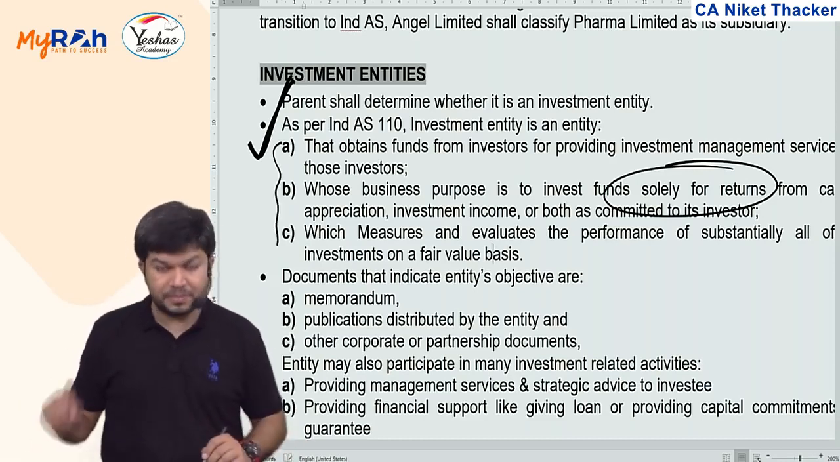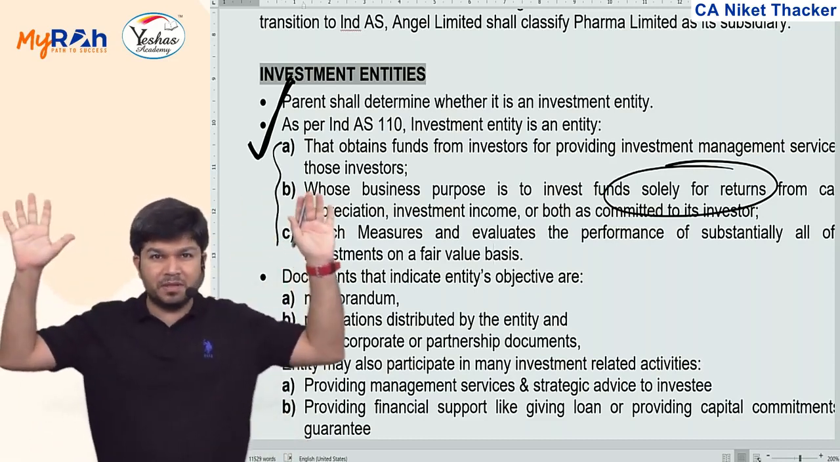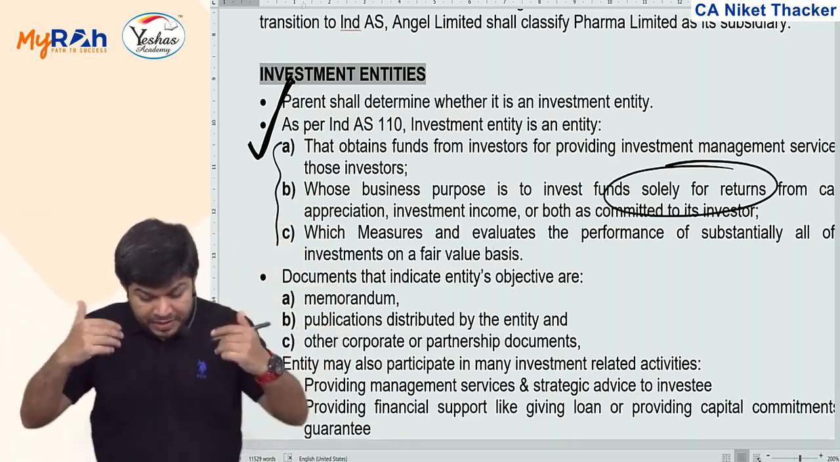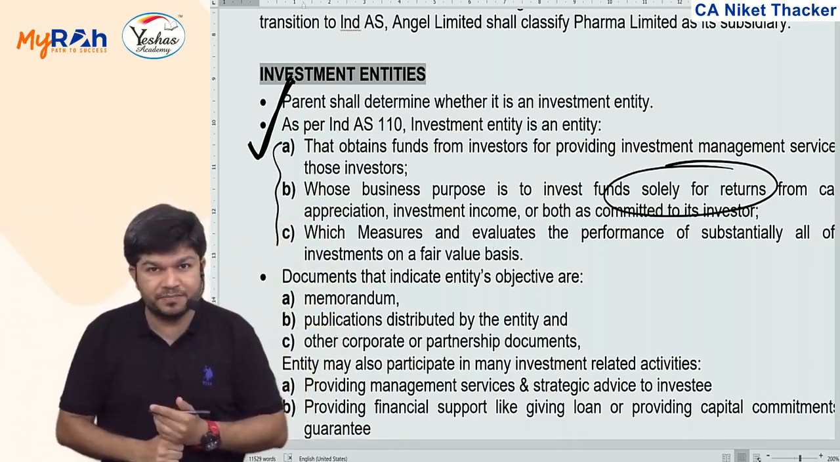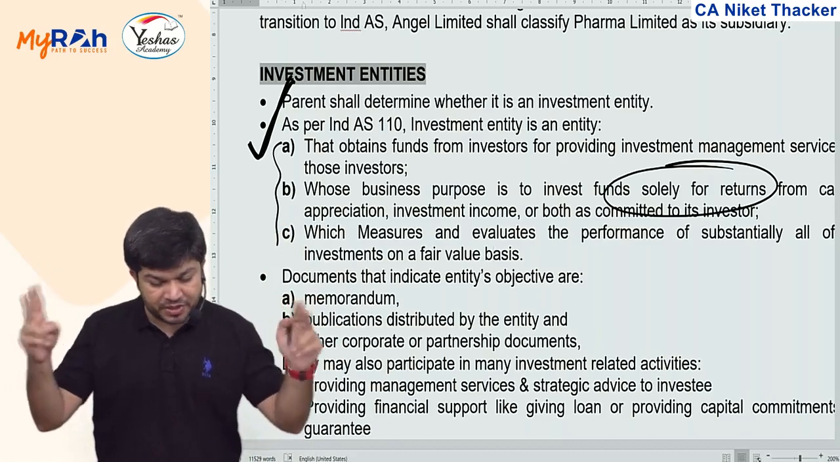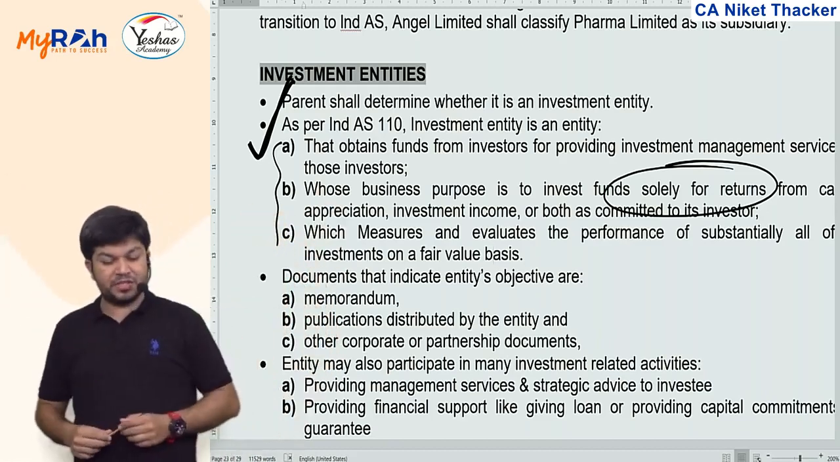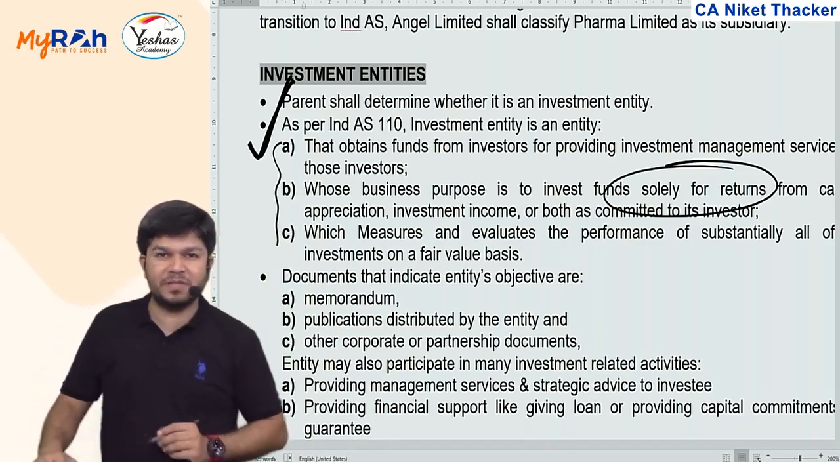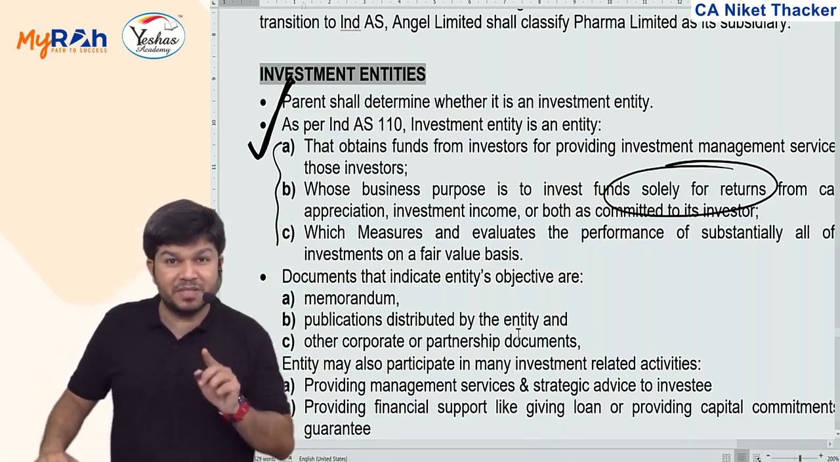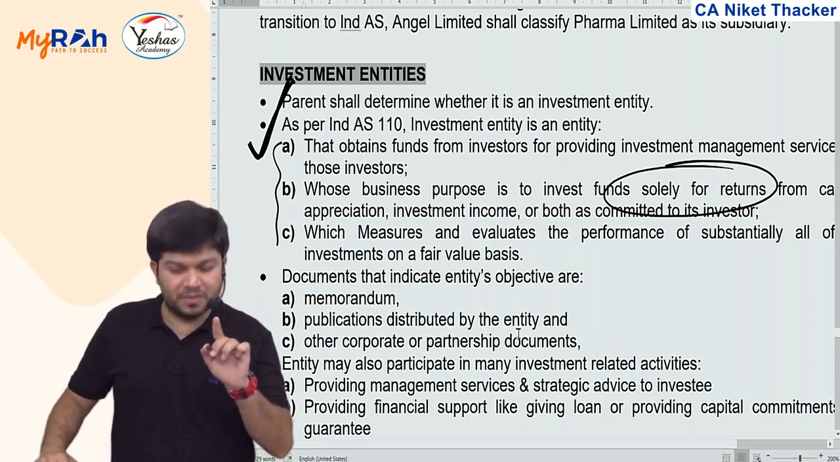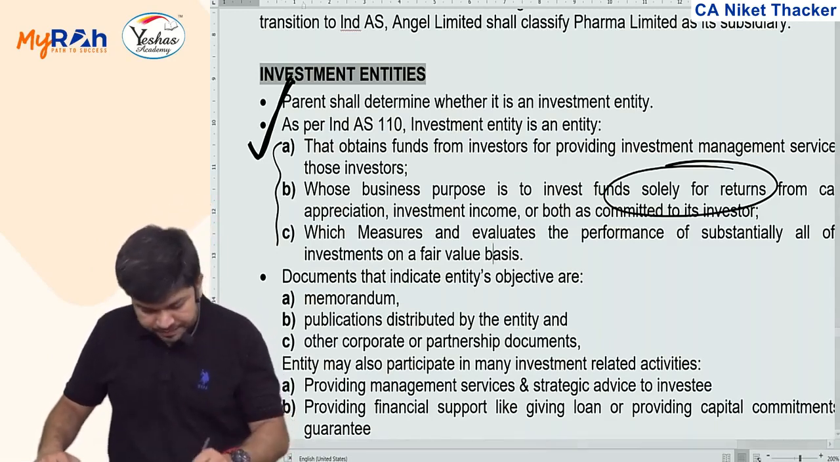Okay, so you obtain funds from various people. Your purpose is to invest solely for return in the form of capital appreciation, investment income, as committed to the investor. And you measure your performance on fair value basis. Now, investment entities don't give loans. So that's the problem. Let's see.